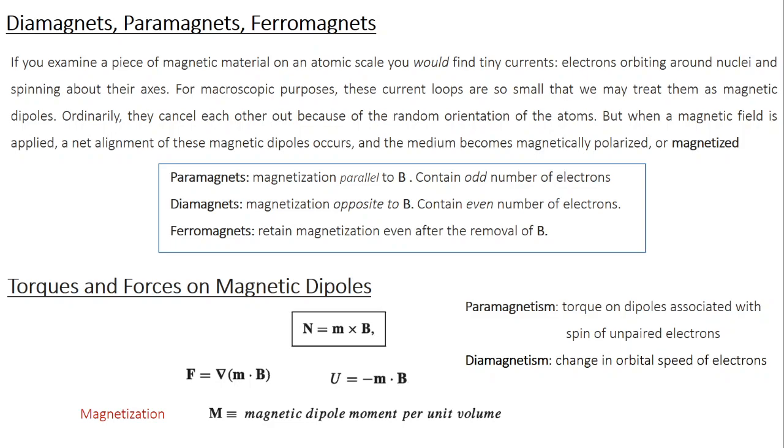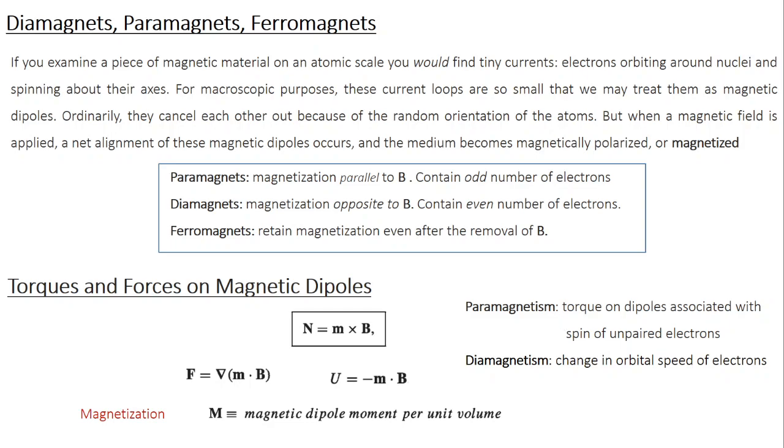So paramagnetism is due to torque on dipoles associated with spin of unpaired electrons. Now, what is the reason behind diamagnetism? First of all, diamagnetism is a phenomenon which is much weaker compared to paramagnetism. So in a material, if you have both paramagnetism and diamagnetism, diamagnetism will be completely masked by paramagnetism. If you want to observe diamagnetism, you need to create a situation where paramagnetism is completely absent.